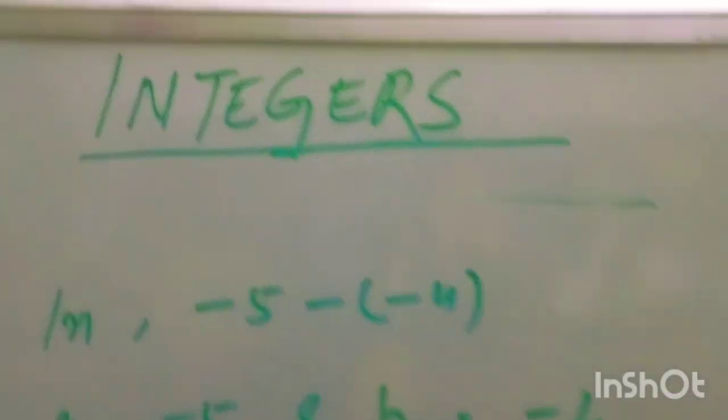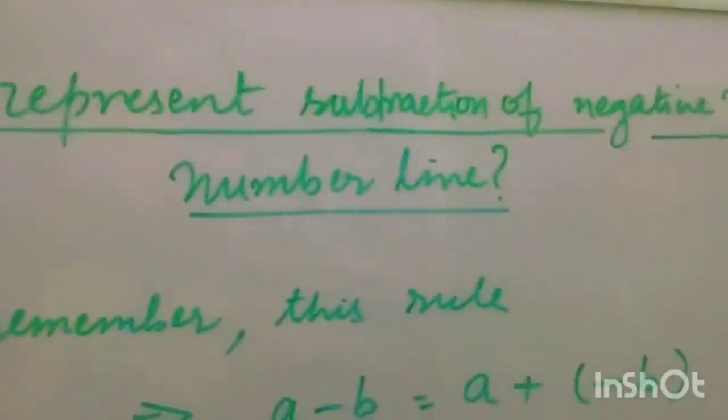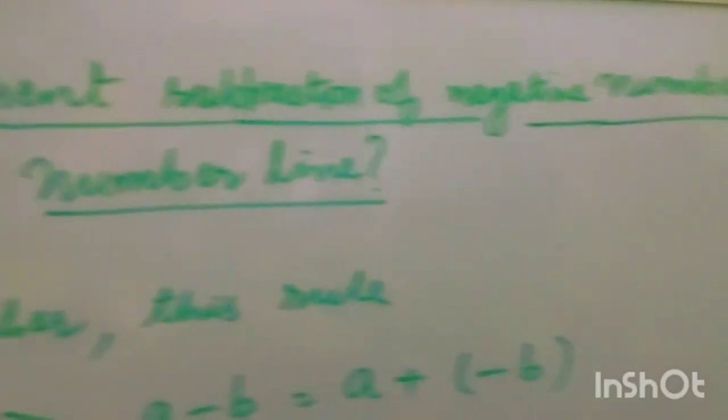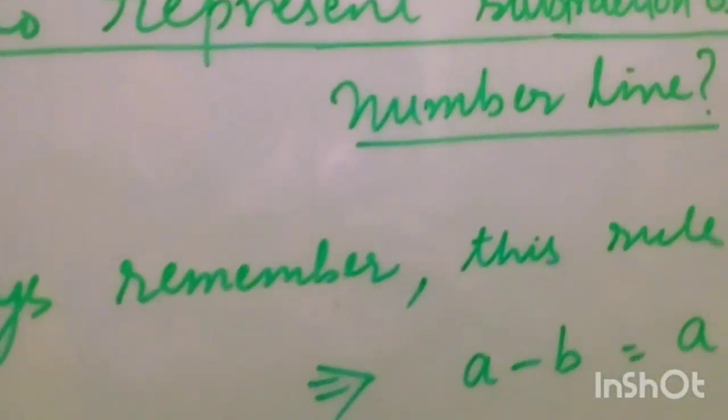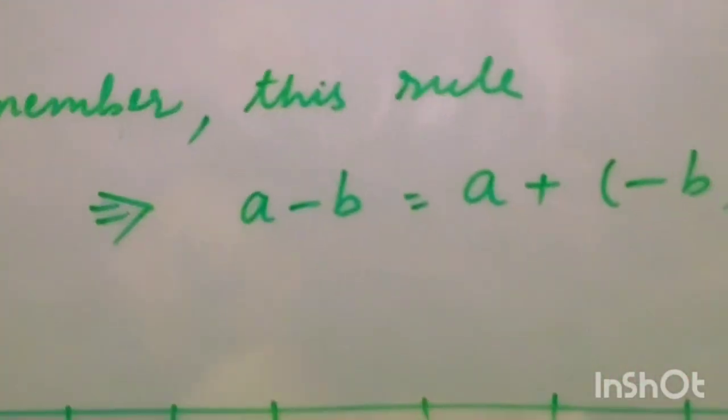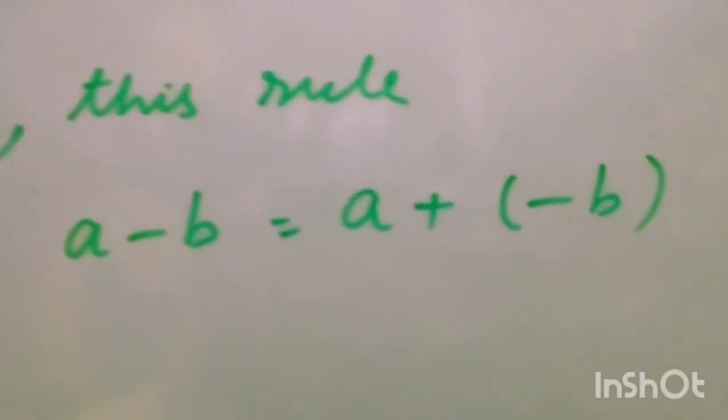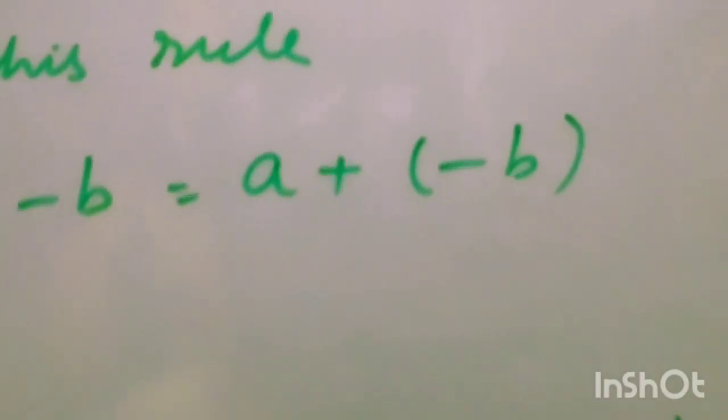So today's topic in teachers is how to represent subtraction of a negative number on a number line. Before proceeding to this, we should always remember this rule: a minus b will always be equal to a plus of minus b.